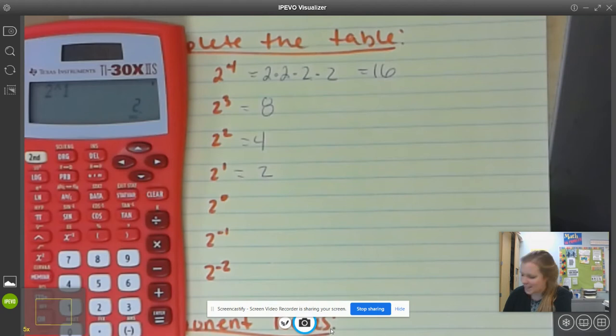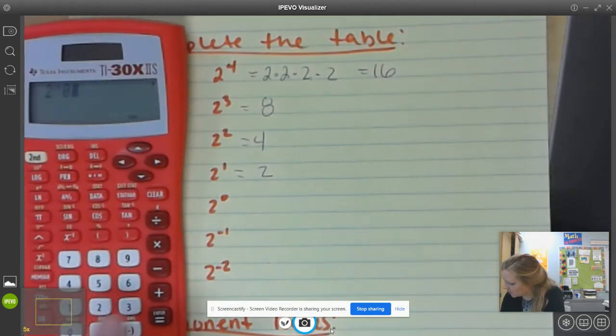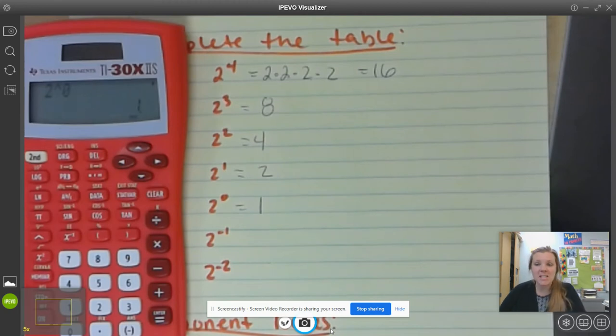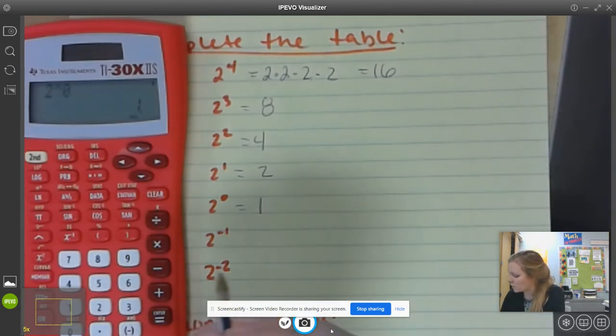This is the sneaky one. Watch this. 2 raised to the 0 is 1. That means you're not repeating any 2's when the exponent is 0. So that's a different one. 2 raised to the 0 is 1.